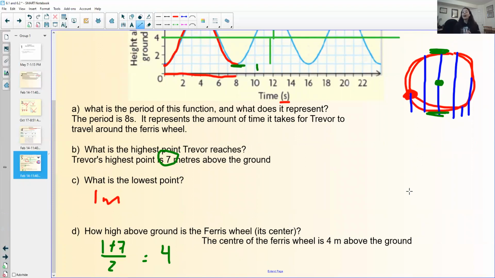Okay, so for today's work, all you're doing is just getting used to identifying periodic functions, finding the peak, the trough, center points, cycles, and periods.